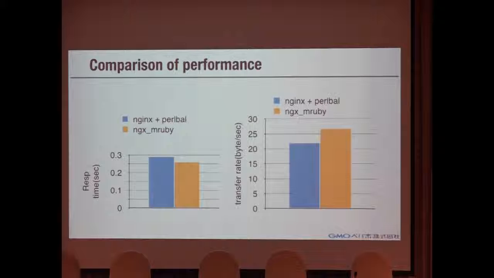This is a performance comparison of Perl and NGINX mruby. NGINX mruby is 10 to 20% faster than Perl. We got more Ruby code and high performance with NGINX and mruby.